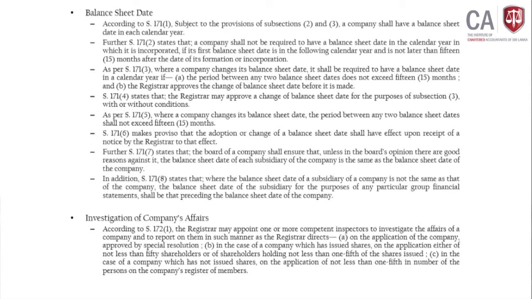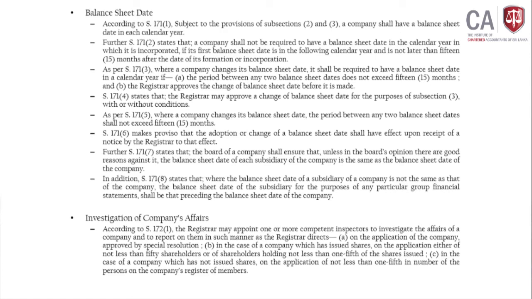As per section 171(3), where a company changes its balance sheet date, like the one I told you, it shall be required to have a balance sheet date in a calendar year if the period between any two balance sheet dates does not exceed 15 months. They should not exceed 15 months. So, if the first balance sheet date is say 31st of March 2022, it is not a problem having 31st of December 2022 as the second balance sheet date, and thereafter continue the 31st of December each year as the balance sheet date. But the second balance sheet date cannot go past 15 months from the first balance sheet, and the registrar approves the change of balance sheet date before it is made.